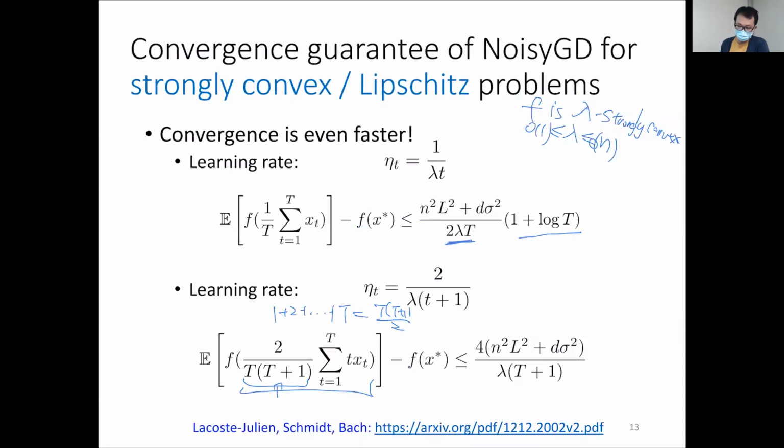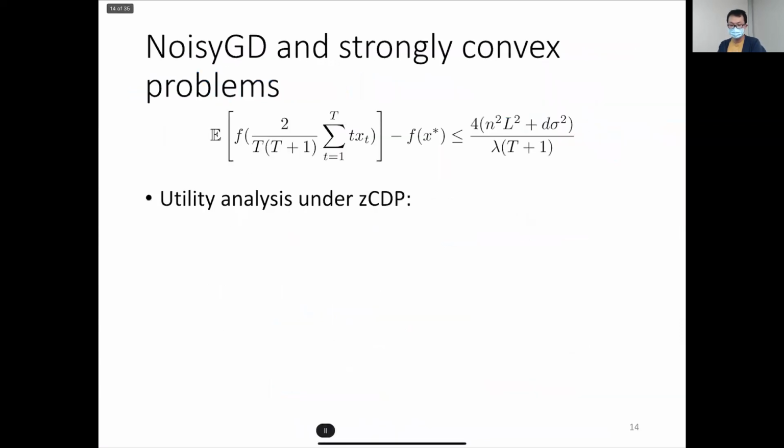And under the strongly convex and Lipschitz setting, we can knock off this additional factor of log t as well, using the second learning rate schedule, and that gives us this bound, right? So we're going to be using this bound in the next slide to work out the same calculation to see what's the dependence on epsilon and delta, or on the rho parameter of the concentrated differential privacy.